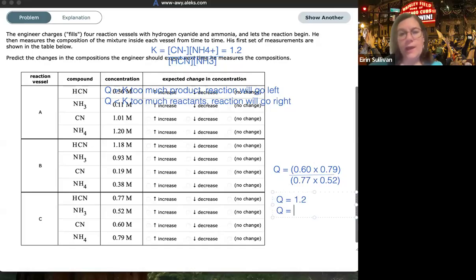Q is equal to K. That tells us the reaction is at equilibrium. Yay! So if the reaction is at equilibrium, the rate of the forwards reaction is equal to the rate of the reverse reaction. So there should be no overall change in the concentration of any of our reactants or products. All right, so we've got all 3 possible scenarios when comparing Q to K. Have fun with that.